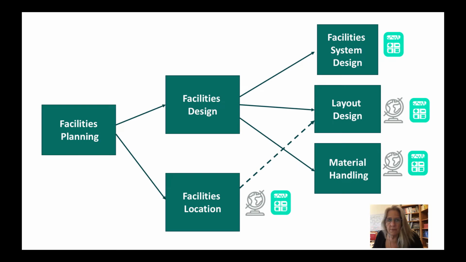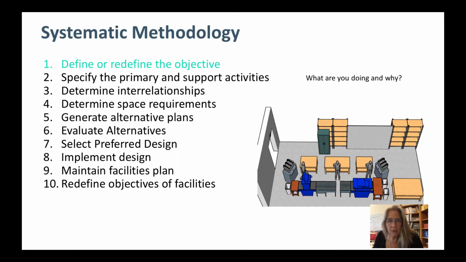To remind us of facilities planning and design, we have two main sections, the design of the facility and the location. And then within the design of the facility, we have facility systems design, layout planning, and material handling. We're going to be talking about the layout design portion of this facilities planning process, referring to this systematic approach, and looking at the very first step, which is defining or redefining the objectives of the project you're working on.